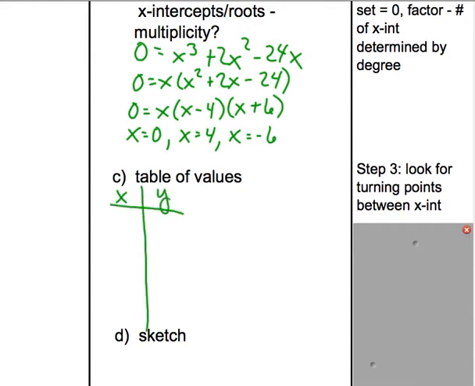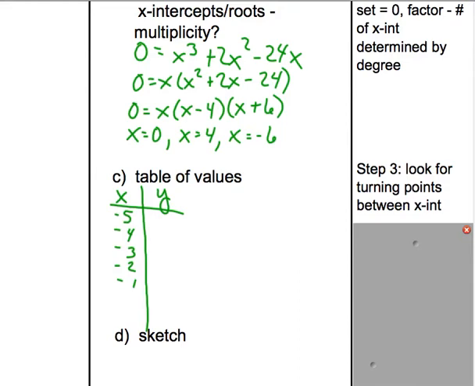Our two zeros are negative 6 and 0, so our turning point has to occur between those. We're going to check, again, just the integers between those two zeros. Once you see the numbers change direction, then you can stop. You don't have to substitute all of these back in.